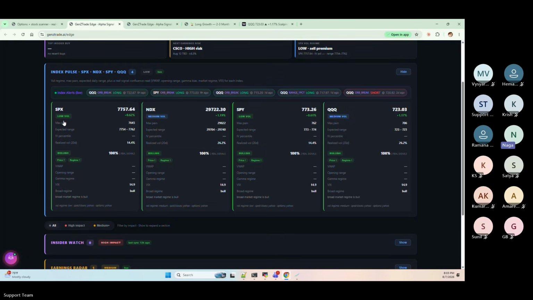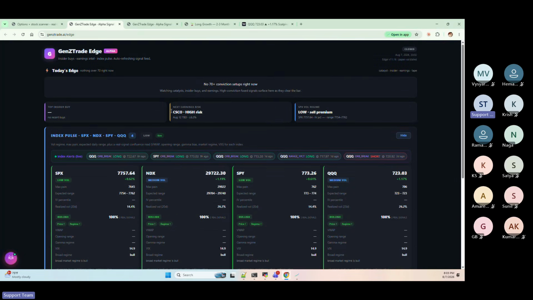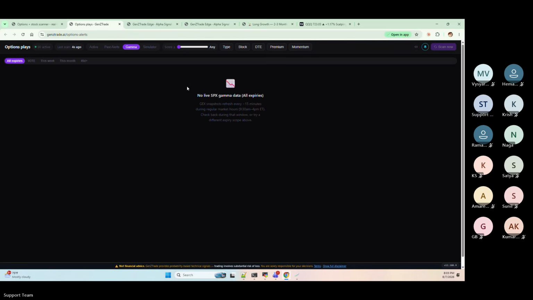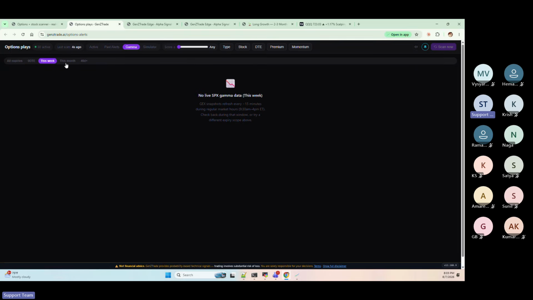Do you have any live GEX data? We do, but it is still being worked on. The gamma data, where is it? Why is it not coming up? Scan now. It's after hours, but you can see the gamma data during market hours. Where can I find that?